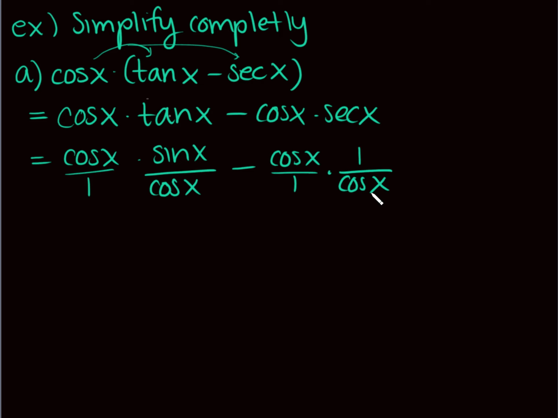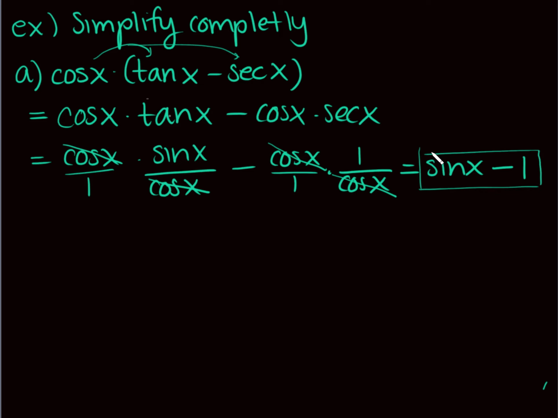Now that we've written things in terms of sine and cosine, it's easy to see what's going to happen. My cosines can cancel here. I'm going to move over here so I have room down here. I'm just left with sine of x over 1, which is also just known as sine of x. And then here also my cosines cancel, and I'm just left with 1 over 1. That's not 0, so don't just get rid of it. But what is 1 divided by 1? It's just 1. And are we done? Yeah, I think we're done. We just have sine of x minus 1.